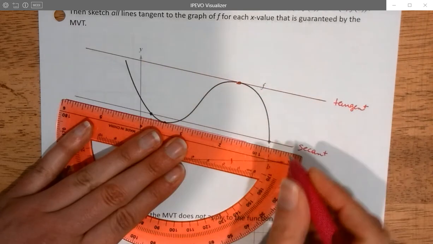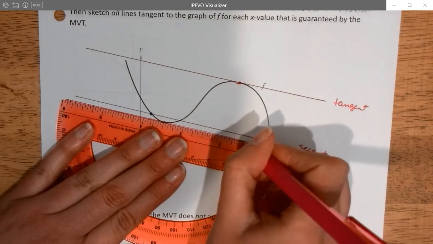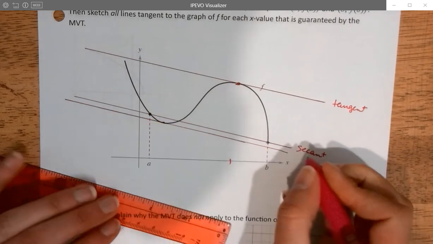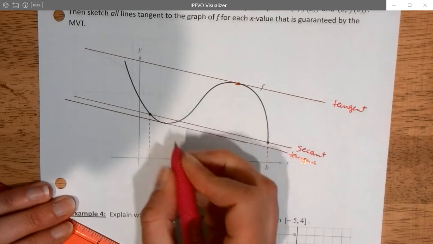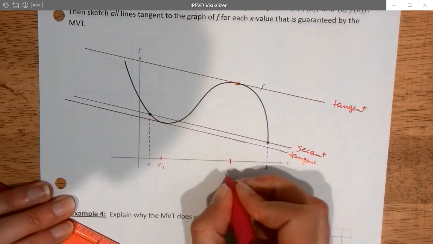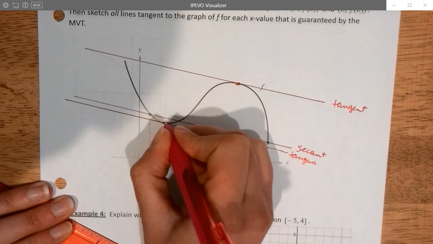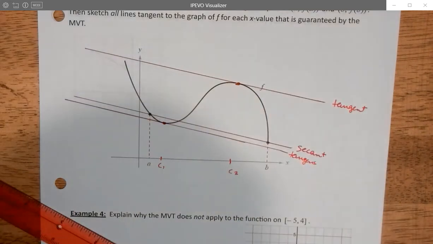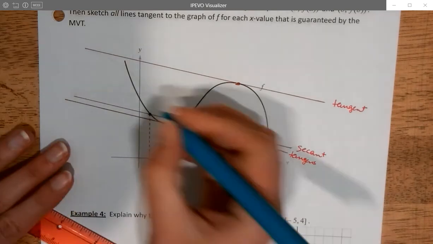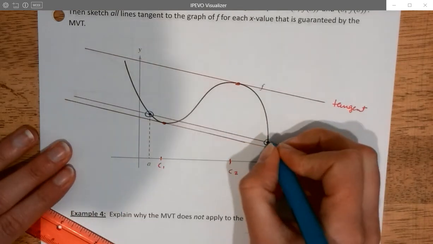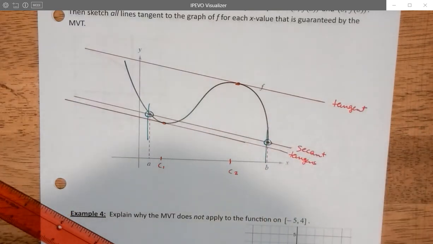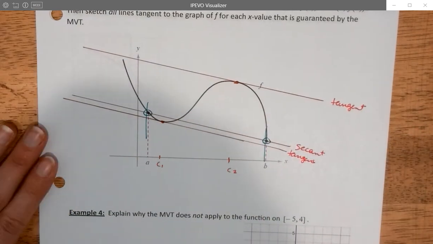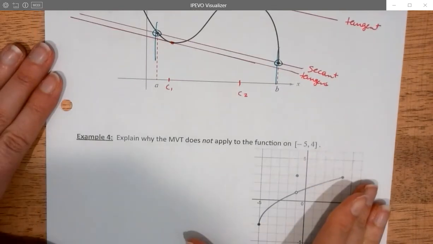Oops. Accidentally tipped that a little bit. Another tangent that's parallel to that secant. So I actually have two of them in this case as well, a C1 and a C2. There are two points whose tangent slopes are parallel to the secant slope through A and B. Those were the two initial points. Between them, there are two points that have a tangent slope that is the same. So I was just sketching, looking at that visually.